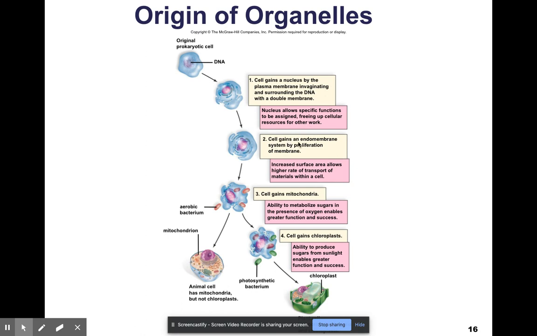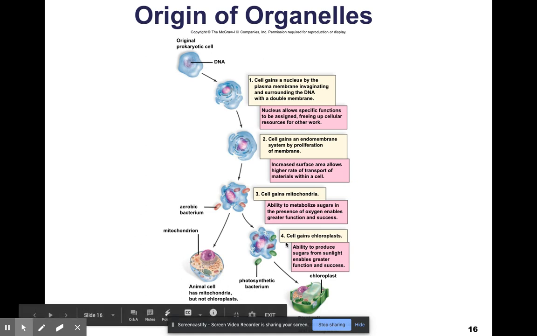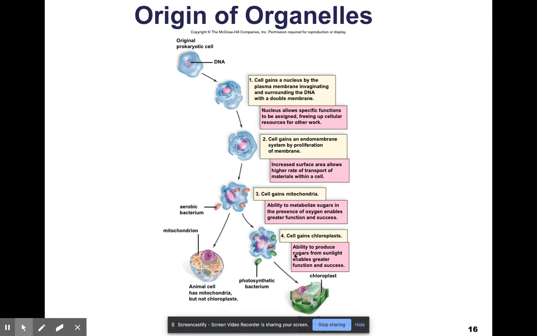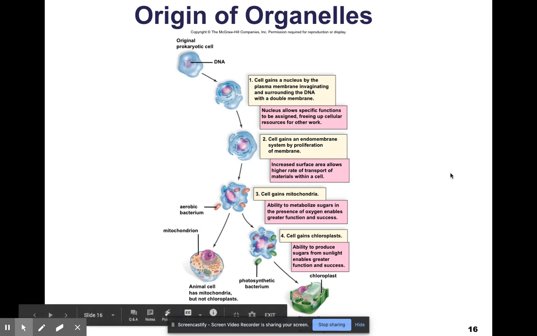The cell then gains an endomembrane system, okay? So endomembrane systems such as the Golgi and the ER, and that allows for an increased surface area for higher rates of transport of materials within the cell. The cell gains a mitochondria, and because of that, it's allowed to metabolize sugar, or it's allowed to make energy. And some cells gained a chloroplast. The gaining of the chloroplast allowed them to not only make energy, but also allowed them to produce sugar. So over time, we see how this cell evolves into a cell that can kind of function on its own.